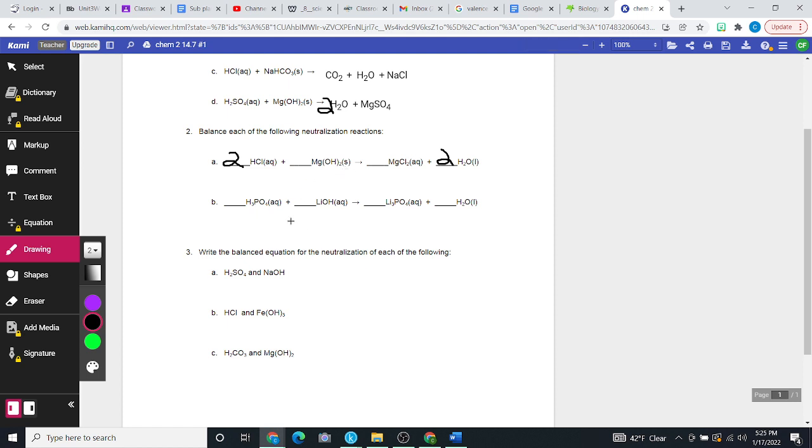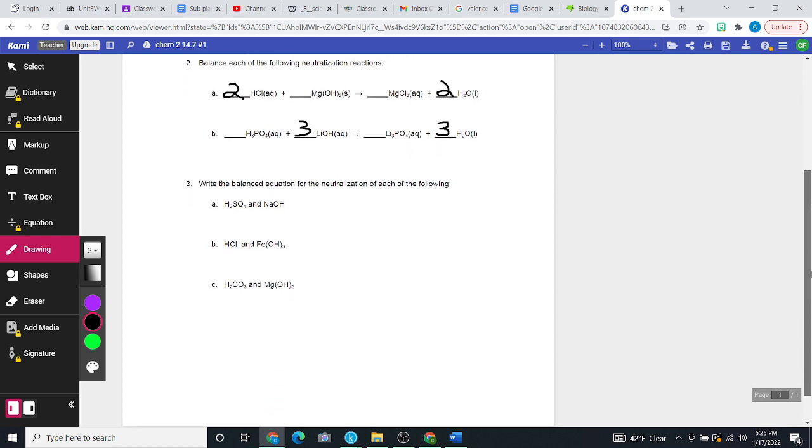On this one, I see Li3, so I'm going to put a 3 here. Ooh. I've got a single PO4, a single PO4. I have 6 hydrogens, 3 here and 3 here. So I'm going to put a 3 right there. And now remember, I'm not going to look at my PO4. I'm not looking at those oxygens. I already looked at it with this one. So I've got 3 oxygens and 3 oxygens. So everything's good.